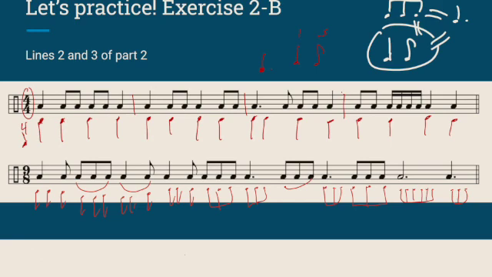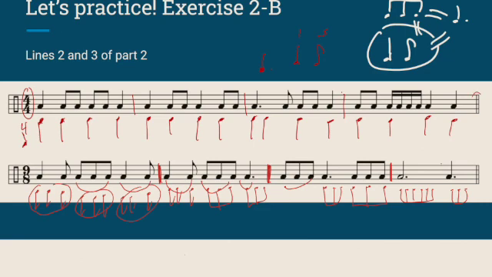So we need 9/8 notes in each measure. So you have 1, 2, 3, 4, 5, 6, 7, 8, 9. Line goes here, right? 1, 2, 3, 4, 5, 6, 7, 8, 9. And then 1, 2, 3, 4, 5, 6, 7, 8, 9.